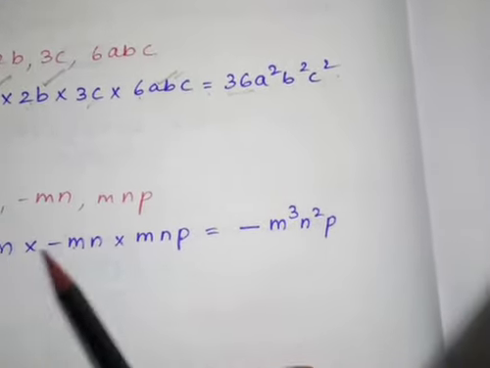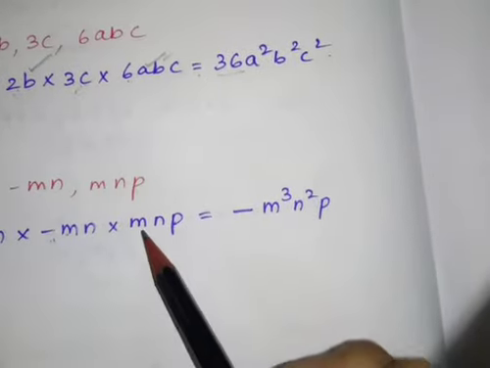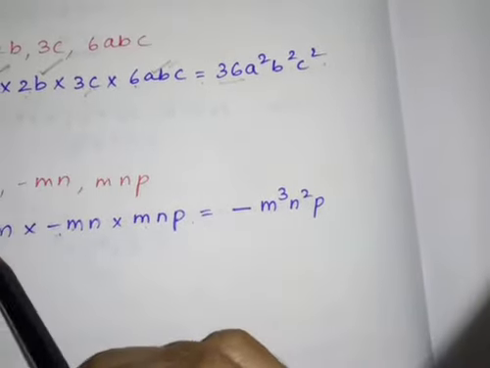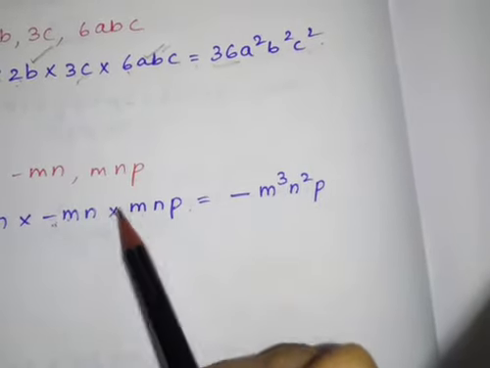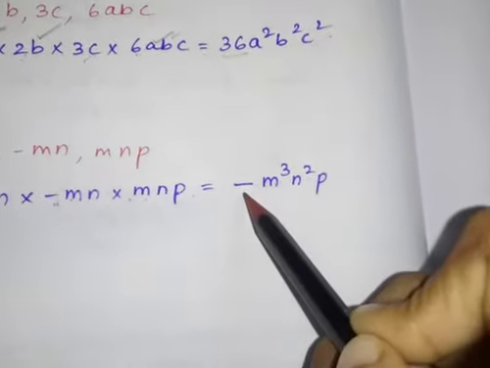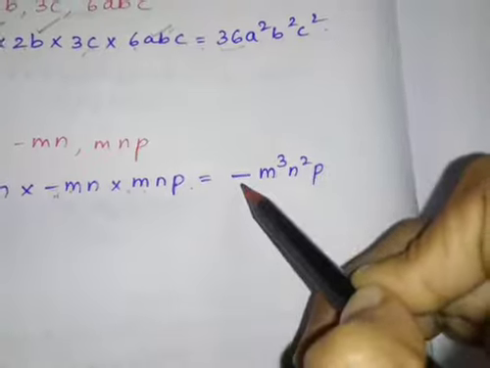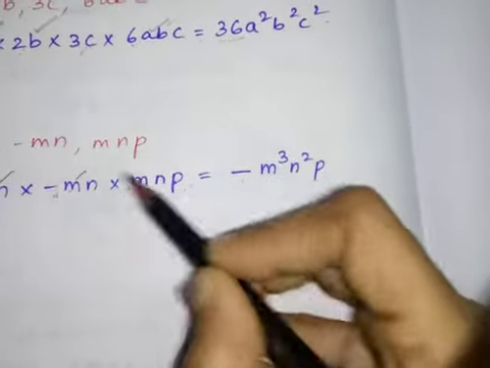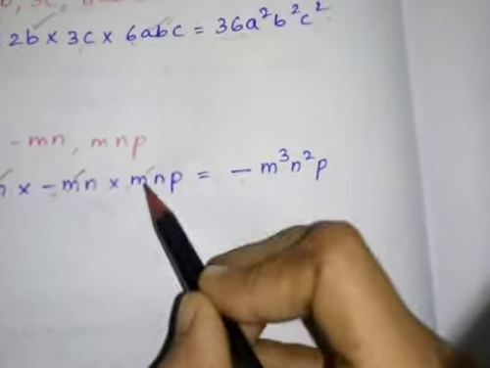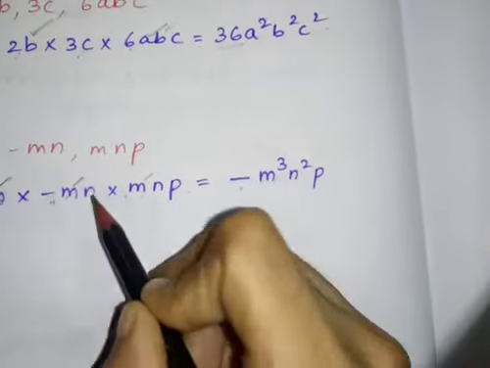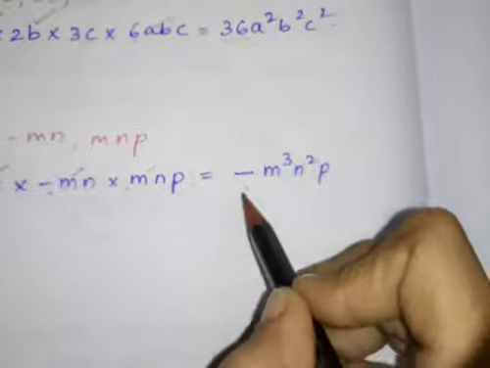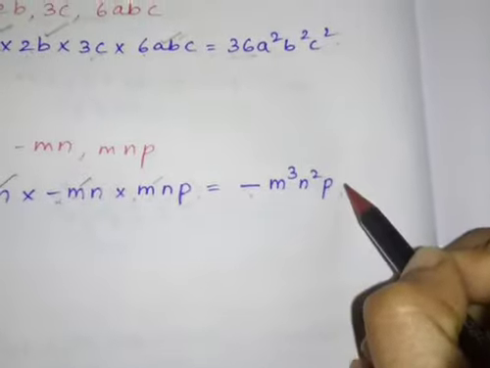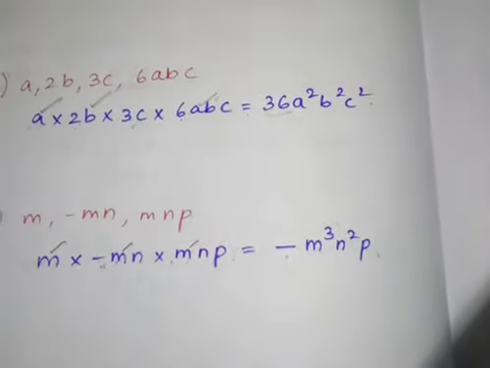Next, m into minus mn into mmp. Okay. So, plus into minus, minus, minus into minus into plus, minus. I wrote the answer minus first itself. How many m are there? 1, 2, 3. Up m into m cube. N into n, n square. Only one p is there, so p. So, minus m cube, n square p is the answer. Understood?